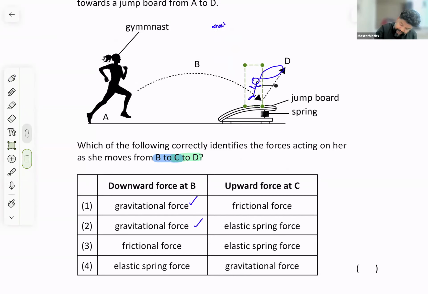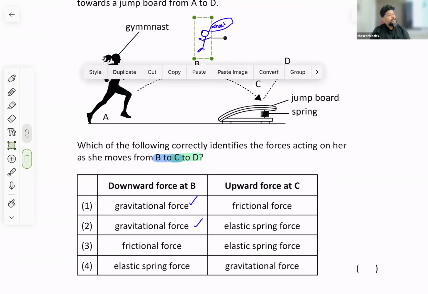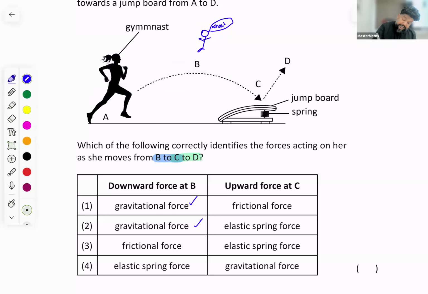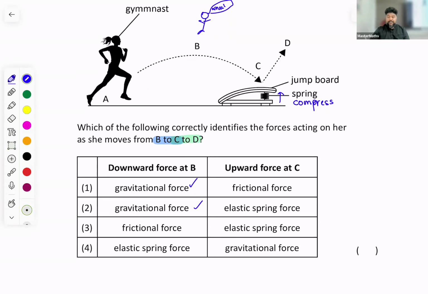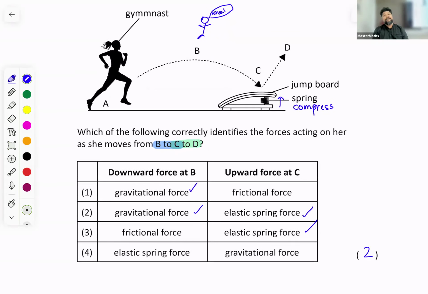Okay, then when she lands on this, then she must go down, right? But suddenly she jumps up. How come she goes up? Very good. Because what happens when she jumps on this, the spring will compress. And when it compresses, it wants to go back to its original shape, which is upwards. And when it does that, it pushes the gymnast. Exactly. So what is the upward force? Elastic spring force. So based on this, option number 2. I know you got this correct? Good.